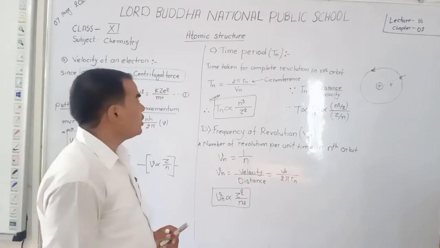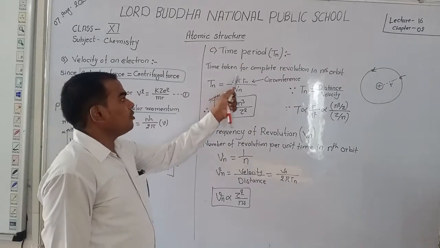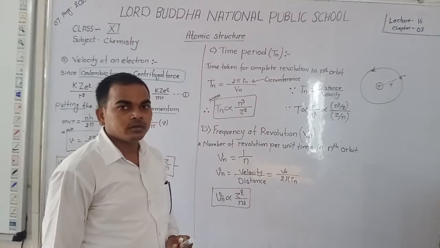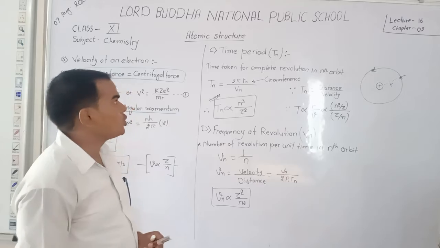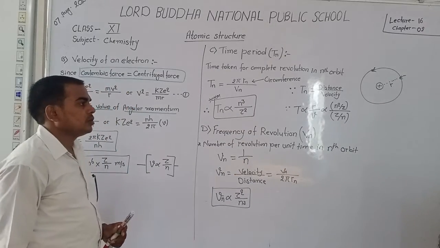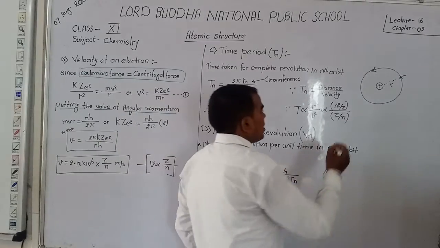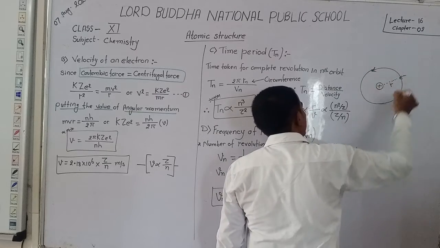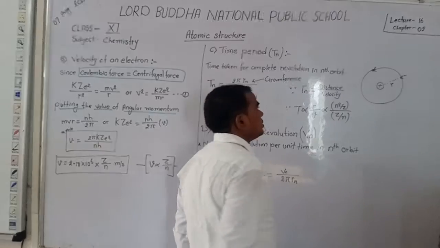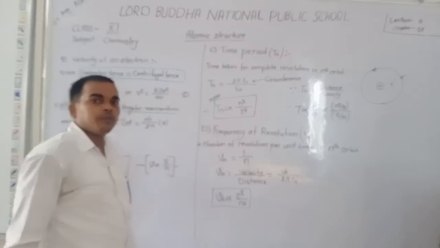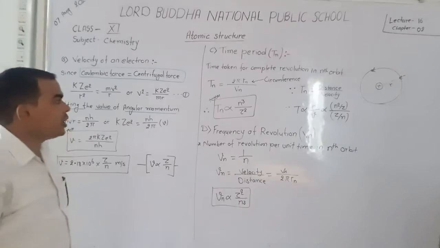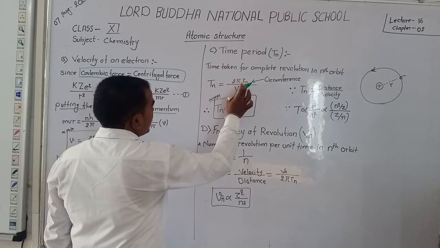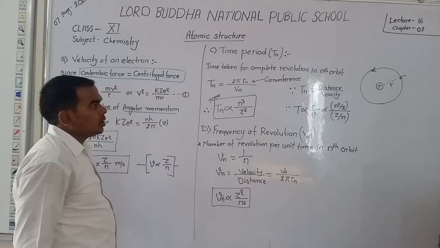Okay. Let's now discuss another application of the Bohr model, that is the time period, represented by Tn. Student, the time taken for a complete revolution in the nth orbit is known as the time period. It means the time taken to complete one revolution of an orbit is known as the time period. The time period is equal to 2 pi Rn upon Vn.